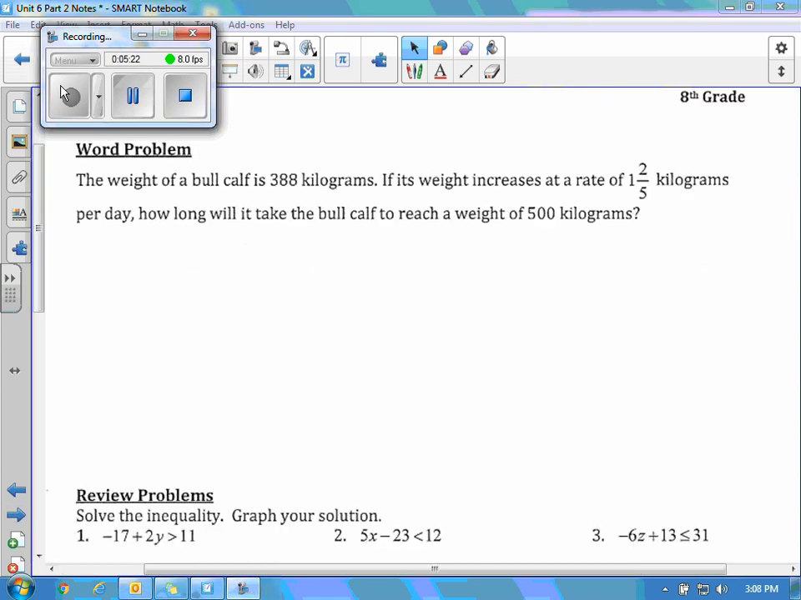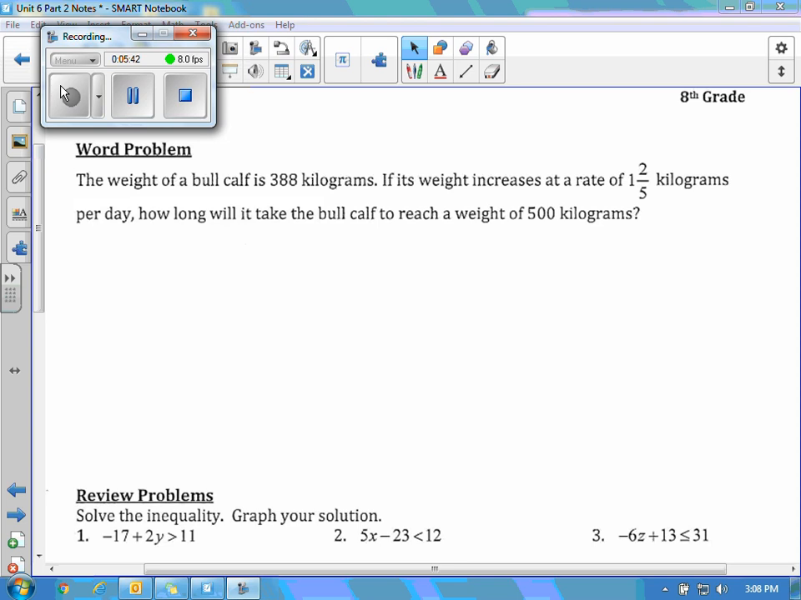On the back side of the top, we have a word prompt. It says, the weight of a bull calf is 388 kilograms. If its weight increases at a rate of 1 2/5 kilograms per day, how long will it take the bull calf to reach a weight of 500 kilograms? So we need to set up an equation to solve this.